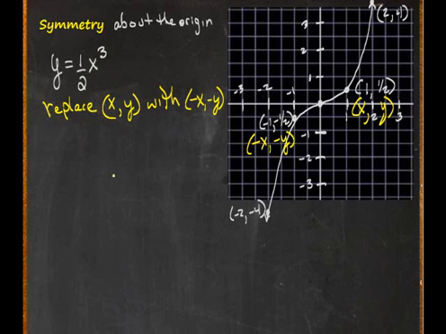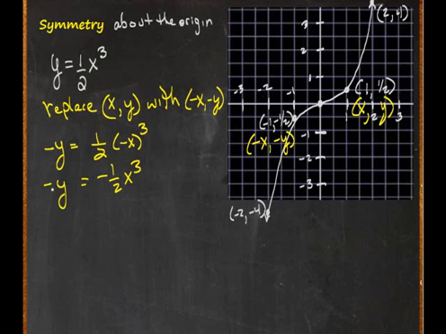Okay? So now let's do that. We have negative y equals 1/2 negative x cubed. When you cube a negative, it stays negative. So we'd have negative 1/2 x cubed on the right side equals negative y. And then dividing both sides by a negative, that would give you y is 1/2 x cubed. So we found that when we replaced x and y with their negatives, we got the exact same equation, which means that we have origin symmetry.